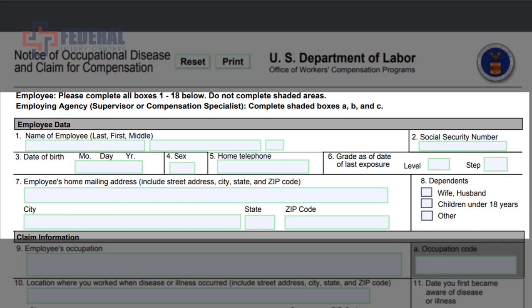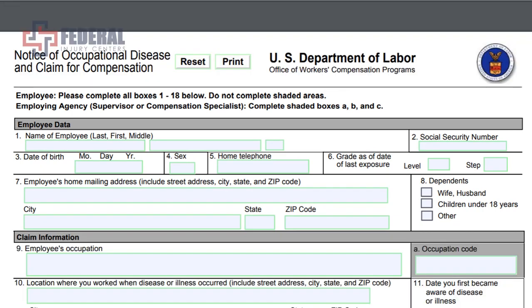You're going to put your name here, date of birth, gender, telephone number. Now, it specifically says home phone here. If you do not have a home phone, please put in your cell phone or whatever is the best way for them to contact you.